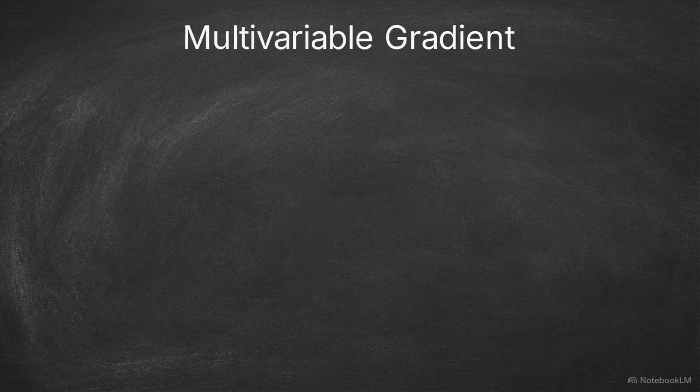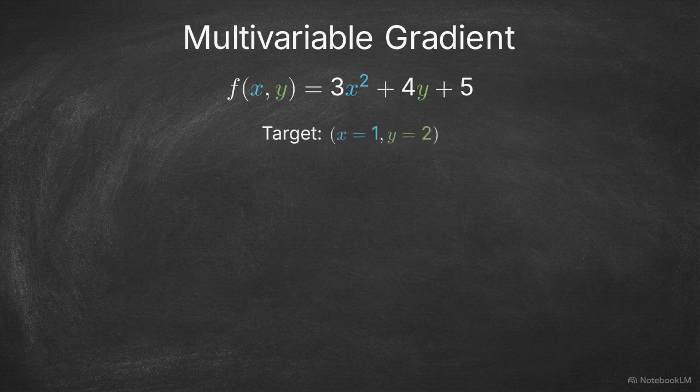Real models have more than one variable, so let's solve a multivariable gradient. Our equation is f of x and y equals 3x squared plus 4y plus 5. We want to find the gradient at the coordinates where x is 1 and y is 2. To find our gradient vector, we need two separate partial derivatives.